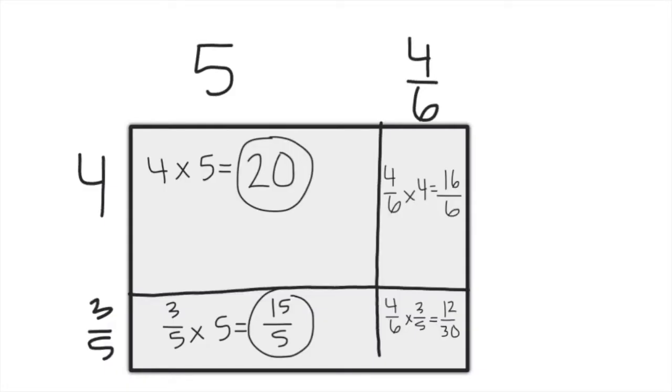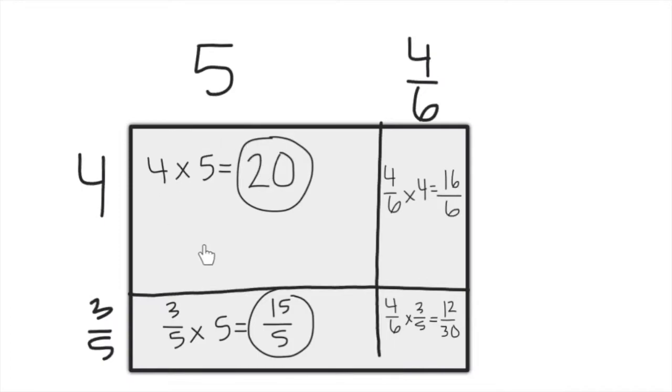Here is strategy number 1. Our problem is going to stay the same. It's 5 4/6 centimeters times 4 3/5 centimeters, and we want to find the area. So this is the area model like we've been doing. I separated the 5, the whole number, and the 4/6, 4 3/5.